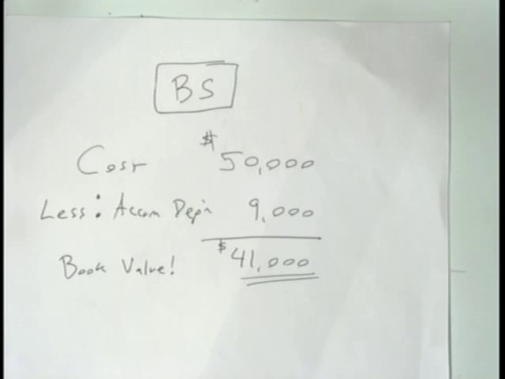Okay? Because we're going to be working on problems where it says take the book value of the asset, and you're going to go, what is that? Well, that's cost minus accumulated depreciation. So that's how that would look after 1 year, correct?